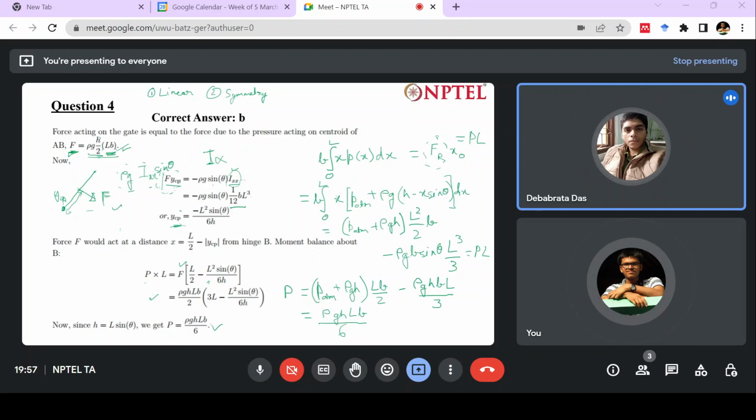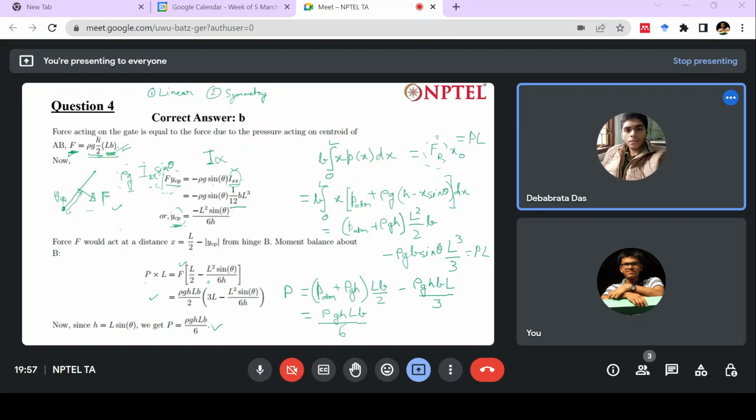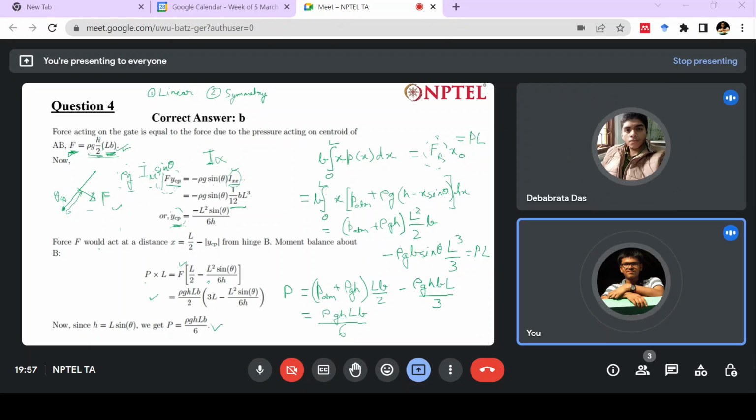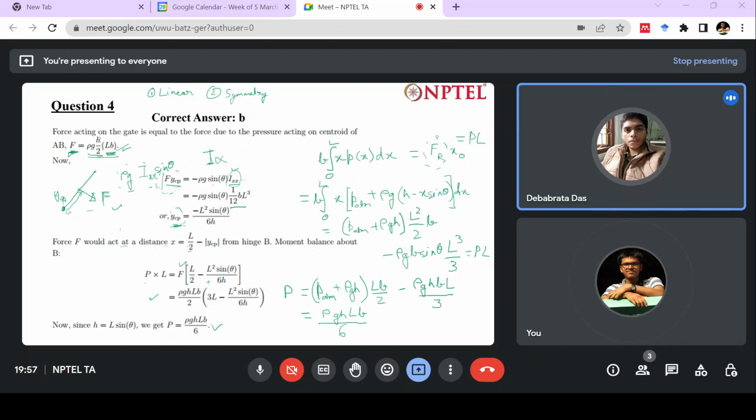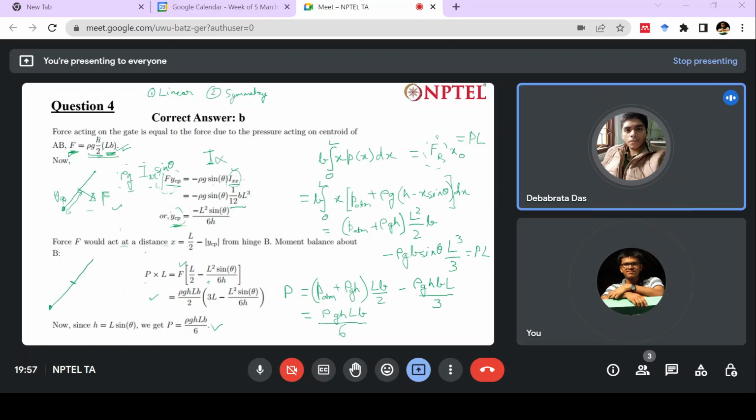So from that they have calculated this YCP. F would act at a distance of x minus L by 2. Okay, so L by 2 is this point, L by 2 minus YCP. Now they have not used this as Y.